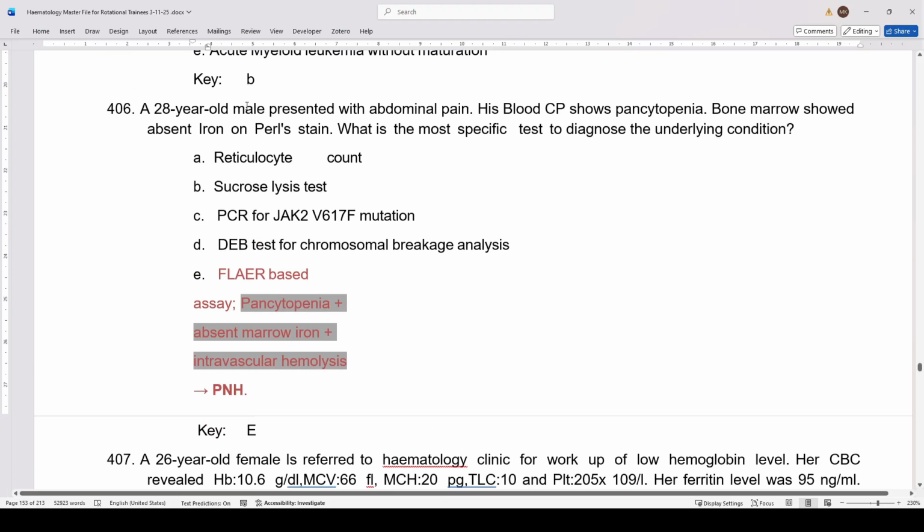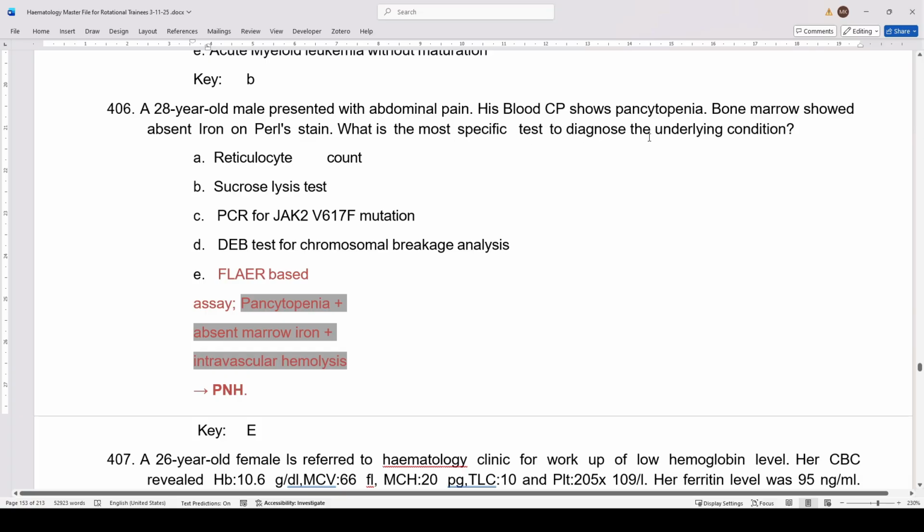Okay, next is a 28-year-old male presented with abdominal pain. His CBC shows pancytopenia. Bone marrow iron is absent on Perls stain, but what is the most specific test to diagnose the underlying condition? I told you before, this is a case of PNH, paroxysmal nocturnal hemoglobinuria. In that case patients usually have pancytopenia, and present with abdominal pain because of thrombosis. The iron stores will be absent, and on bone marrow there is erythroid hyperplasia.